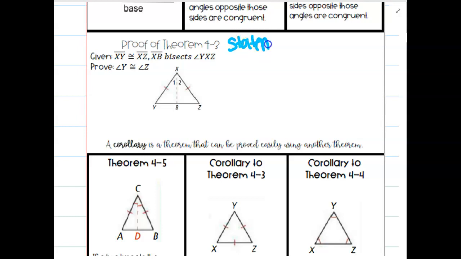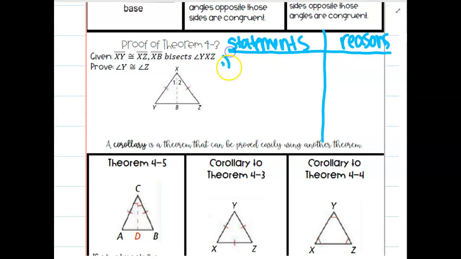We have our statements, our reasons, and what we're going to prove here, we have our given. We have that XY is congruent to XZ. So that's my isosceles triangle, I have these two congruent sides. To help us with our proof, we're going to draw a segment from the vertex angle down to the base, and we're going to draw it specifically so that it bisects the vertex angle.